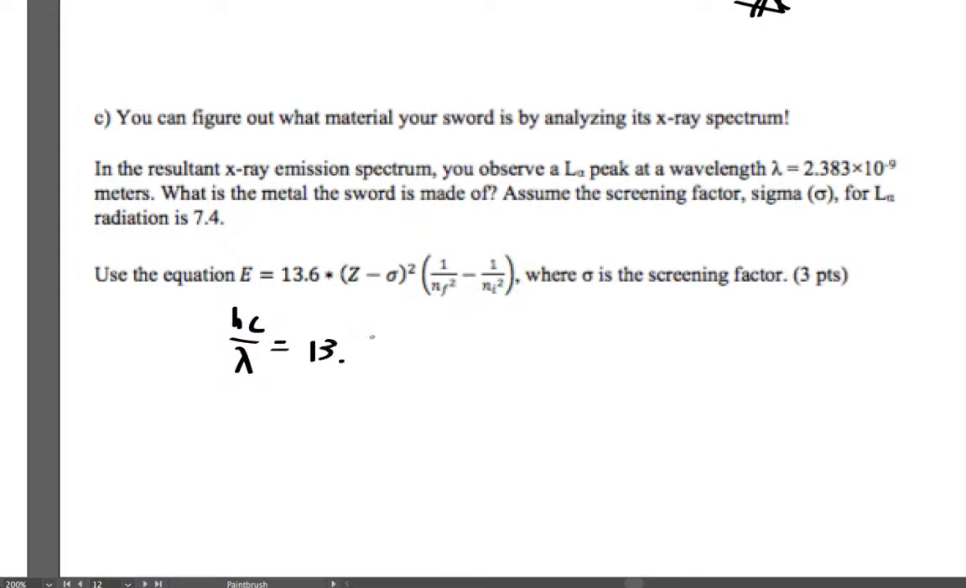13.6 times (Z minus 7.4) squared. And this one here is from L alpha. So basically you have K, this is subshell 1, and then you have L, this is 2, and then the third one is M, that's the third peak. We're talking about the transition where this one would drop from here to here.